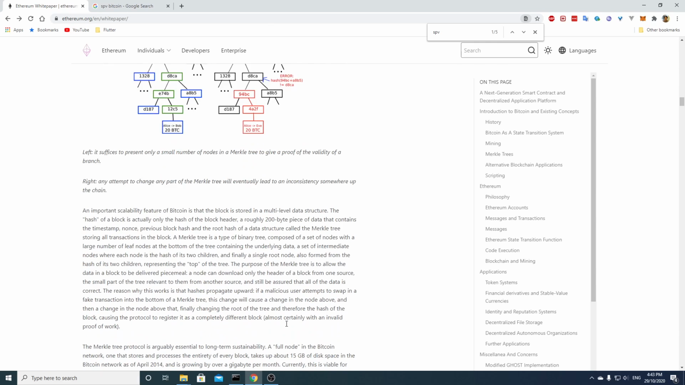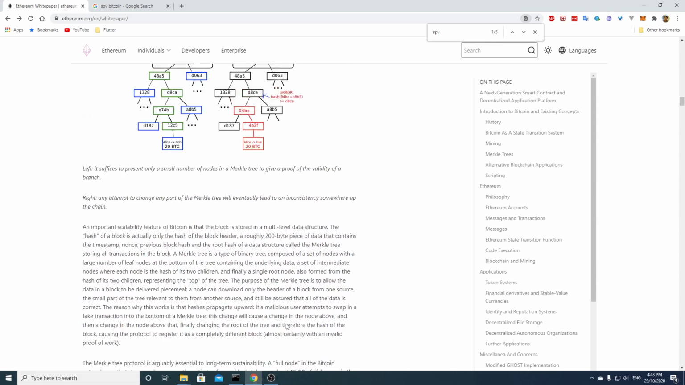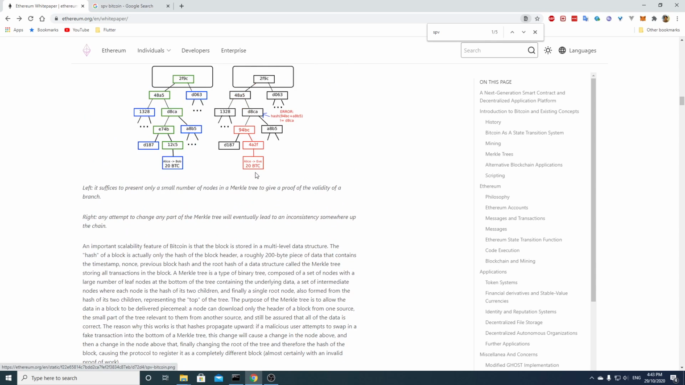So that's one of the weaknesses of SPV. You can prove the validity of a transaction, but you cannot prove that there are not other transactions relevant to you that the node refuses to return to you. For example, here, if you send it to Bob, but you also want to know that Bob has not spent it, it's not possible as far as I know with SPV.